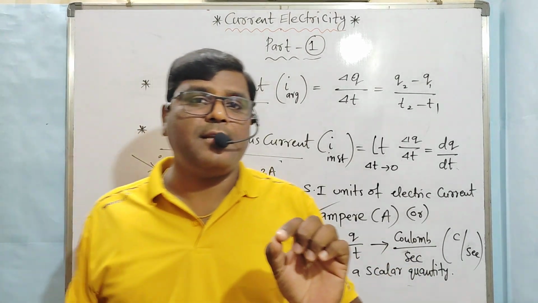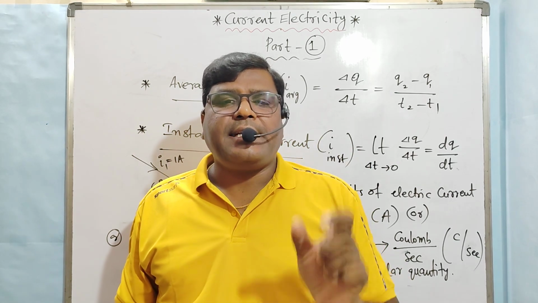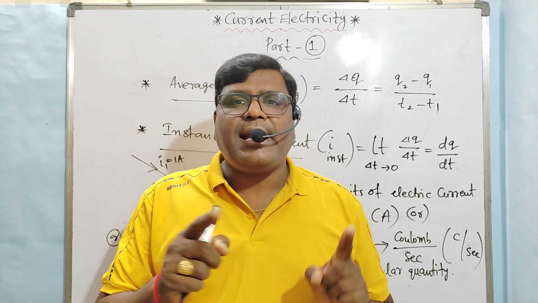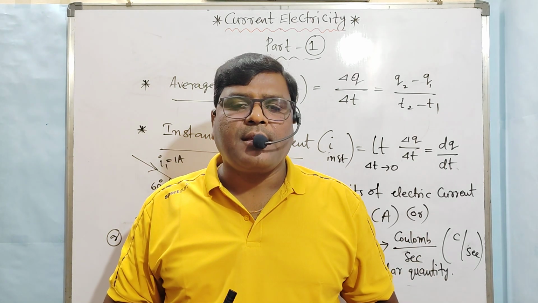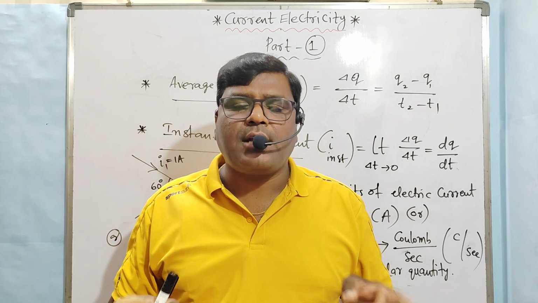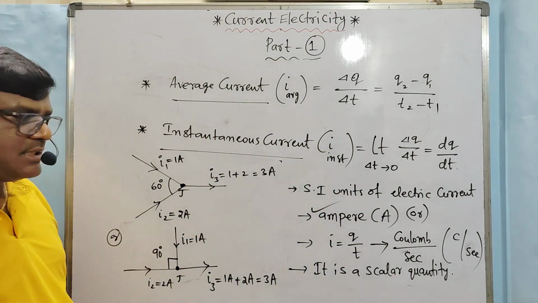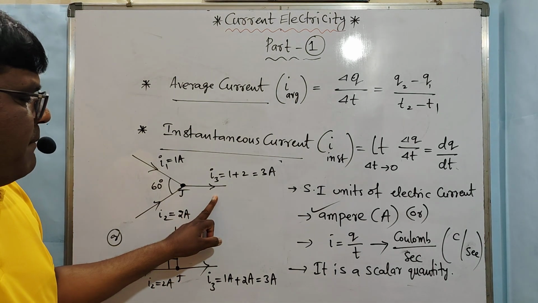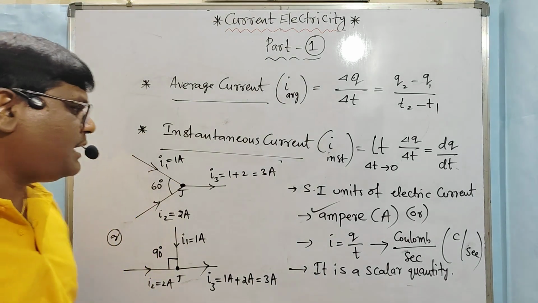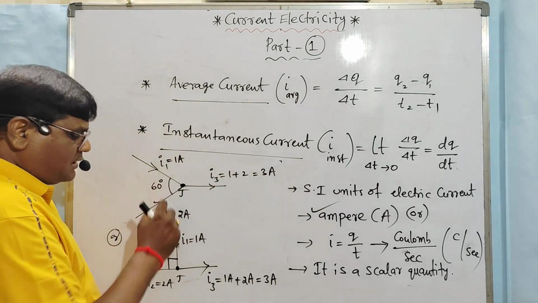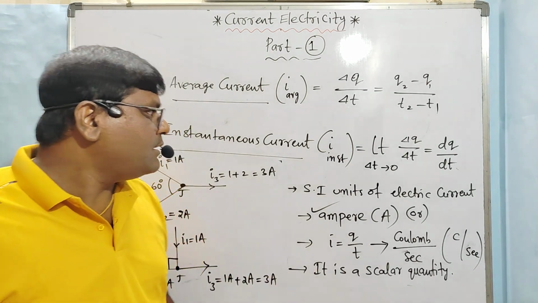Remember, once again I repeat, as per the concept, electric current has a specific direction as well as magnitude, so it should be a vector. But it is not a vector, it is a scalar quantity. Why? Because it does not depend on the angle between the two conductors. The output current is the sum of the input currents only. Directly we can add them up. It is independent of the angle between these two. So that is the reason why it is a scalar quantity, right?